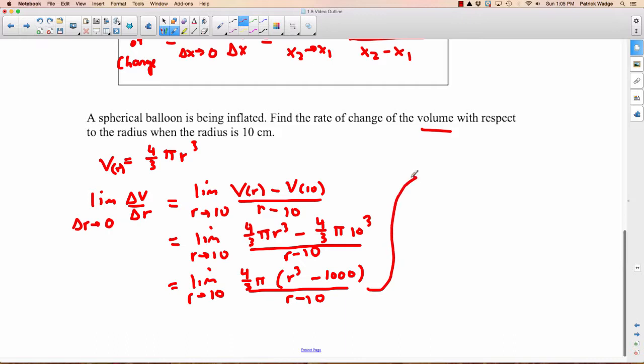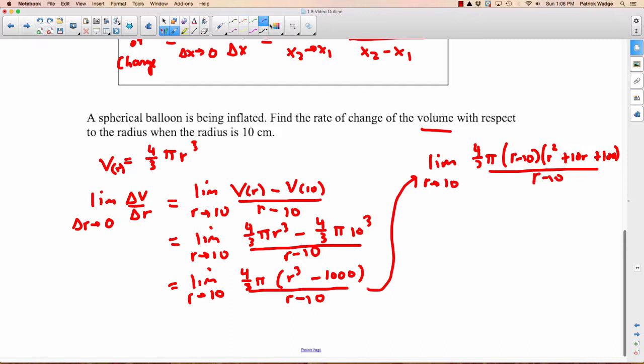Now, unfortunately, you're going to have to use a difference of cubes here. I don't really want to go through the whole procedure again. Hopefully you're getting familiar with it. So you're going to have your 4/3 pi. When you factor r cubed minus 1,000, a difference of cubes, your a value is r, your b value is 10, so you're going to end up with r minus 10, and your second bracket is going to be r squared plus 10r plus 100, and that's all divided by r minus 10. Then we can cross out the r minus 10s. And we're finally able to evaluate the limit, because we no longer have a denominator of 0.